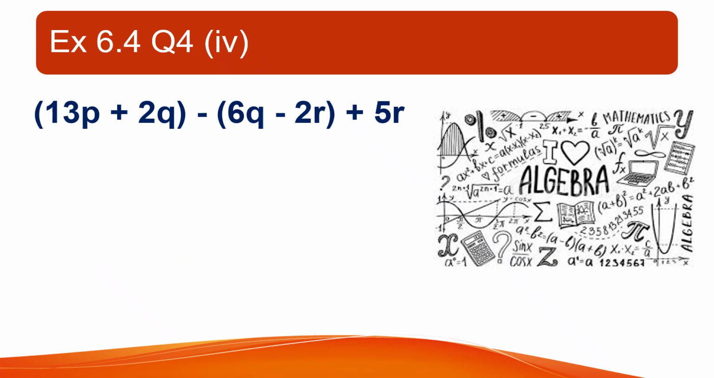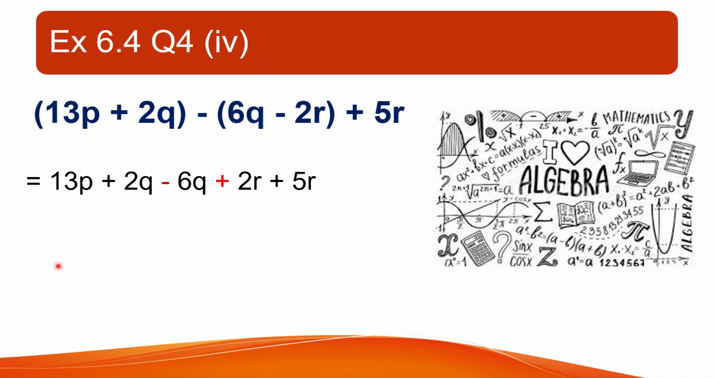Now exercise 6.4 question number 4 part 4. Now we have three algebraic expressions. First is 13p plus 2q. Second is 6q minus 2r, and third is 5r. Now the first step is to open the bracket and we will change the sign within this bracket. Now we get 13p plus 2q minus 6q plus 2r plus 5r. This negative sign and this positive sign have been changed.